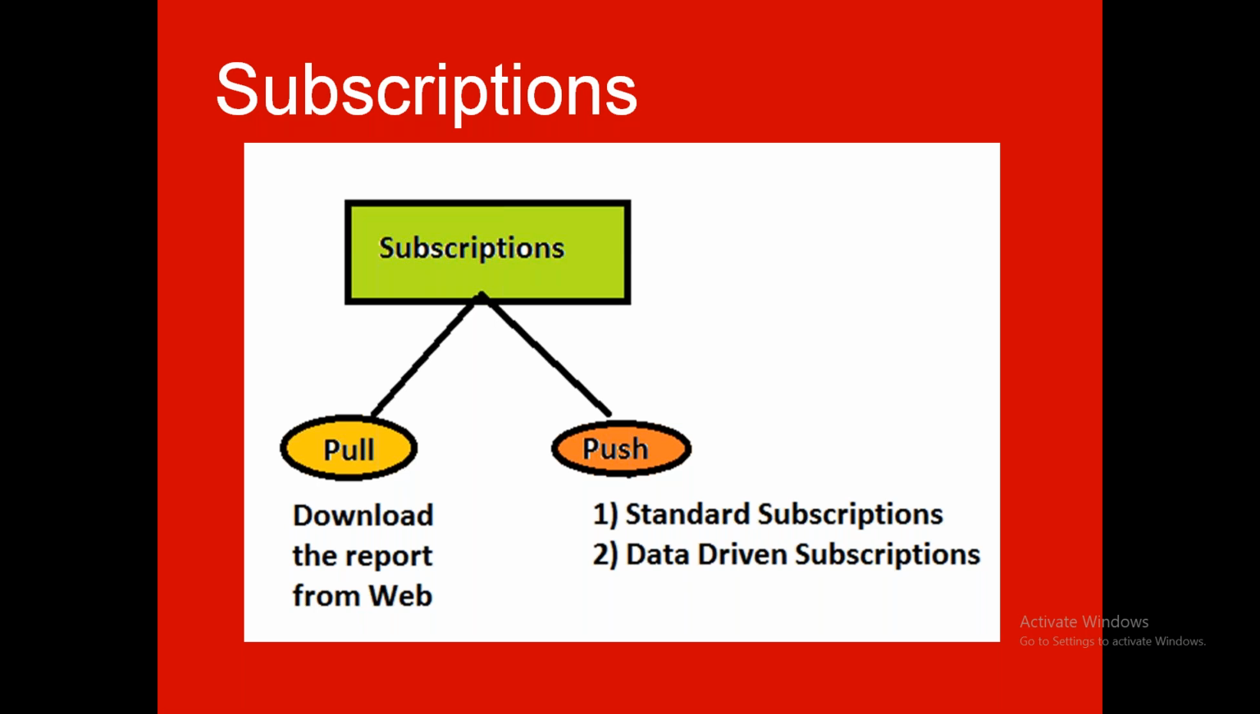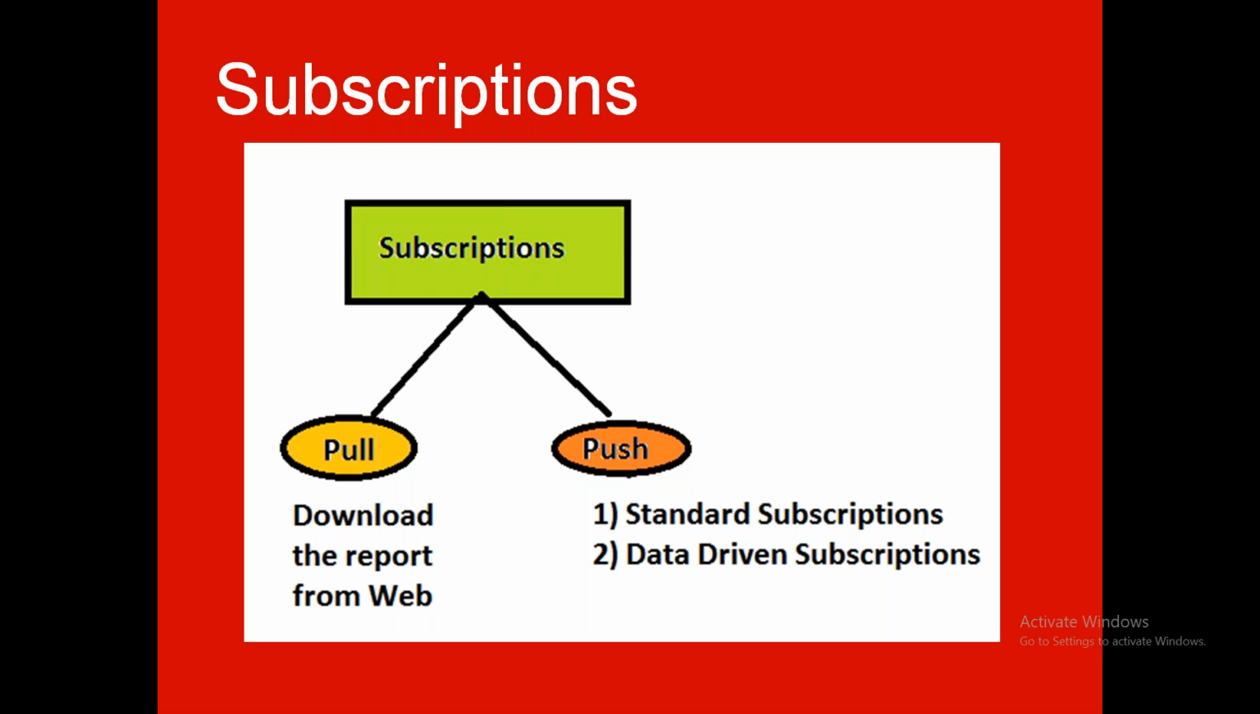You go to the shop and buy a magazine. Is there any automation there? There is no automation, right? But if I need a magazine delivered to my doorstep, there is an automation process there, right? The shopkeeper is going to deliver the magazine on the first of every month or the last week of every month, something like that. That is what is called pushing. Pushing is where automation starts, pulling is where manual work happens. Am I clear? There are standard subscriptions and data-driven subscriptions.